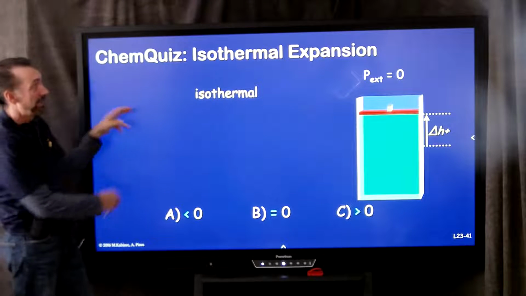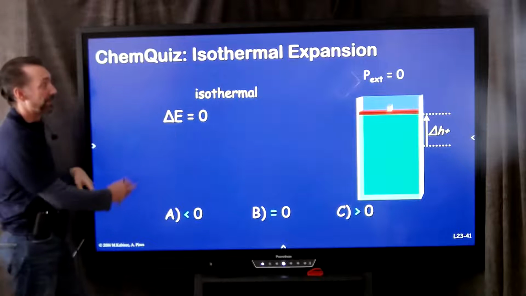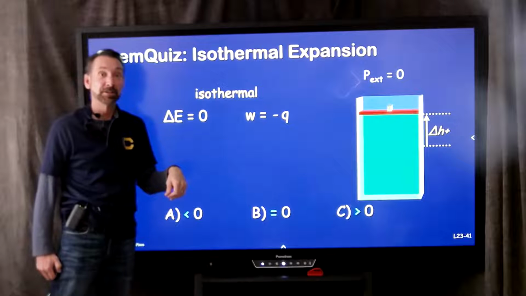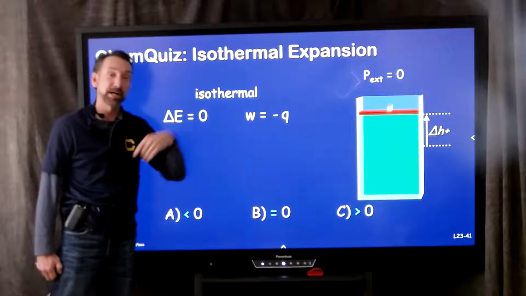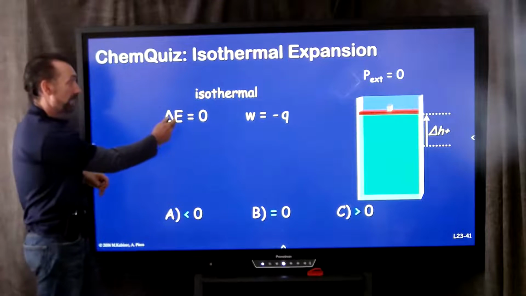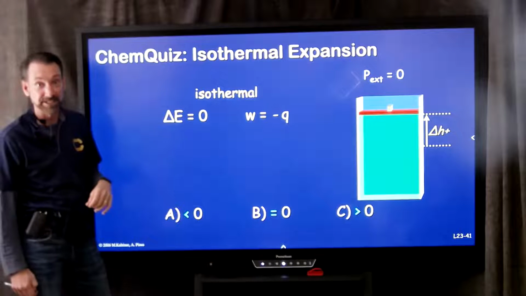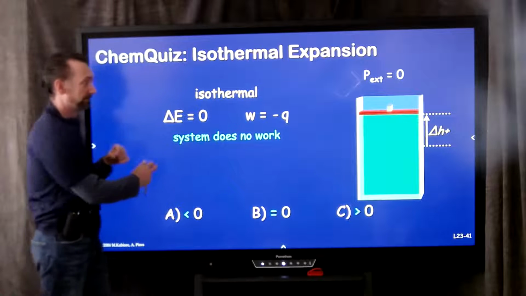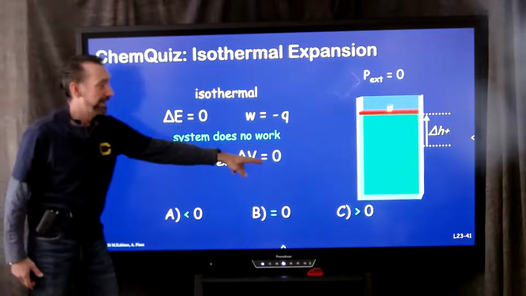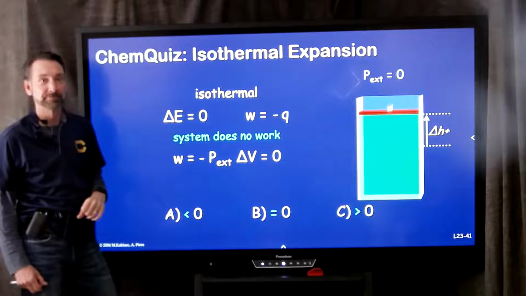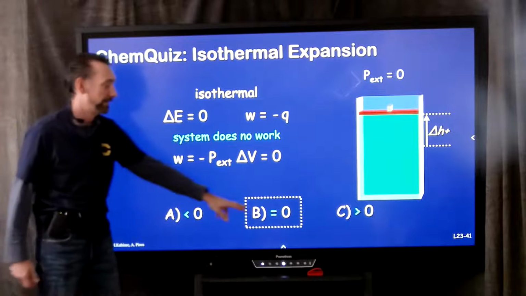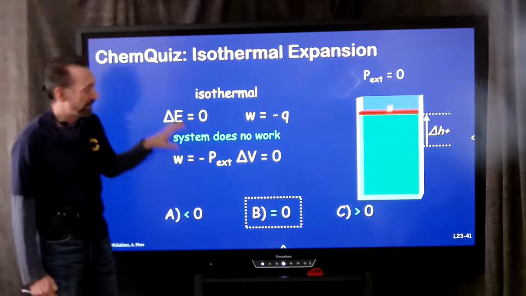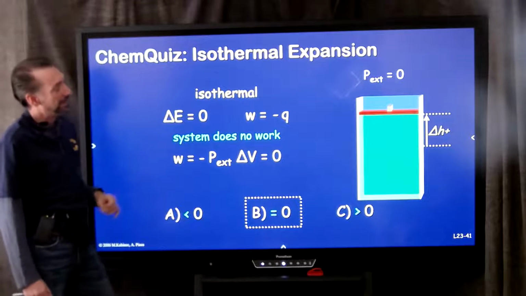So I can say it's isothermal, so the energy didn't change. And that means the work has to be equal to the heat in magnitude, opposite sign, because energy is work plus heat. But the system didn't do any work because it expanded against a vacuum. So no flow of heat. So that's a fundamental thing.